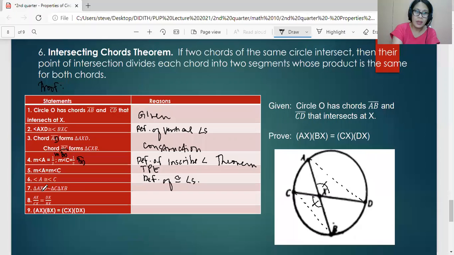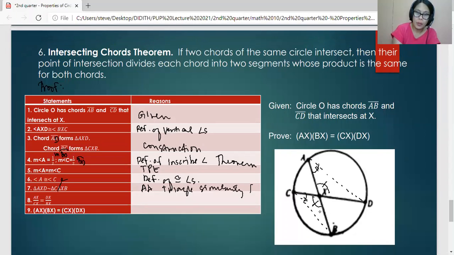Now, triangle AXD is similar to triangle CXB. So let's remove one triangle here. Why? Because we have two corresponding angles to be congruent. So this is the first pair, while this one is the second pair. The two are congruent here also. So this is about the angle-angle triangle similarity theorem.